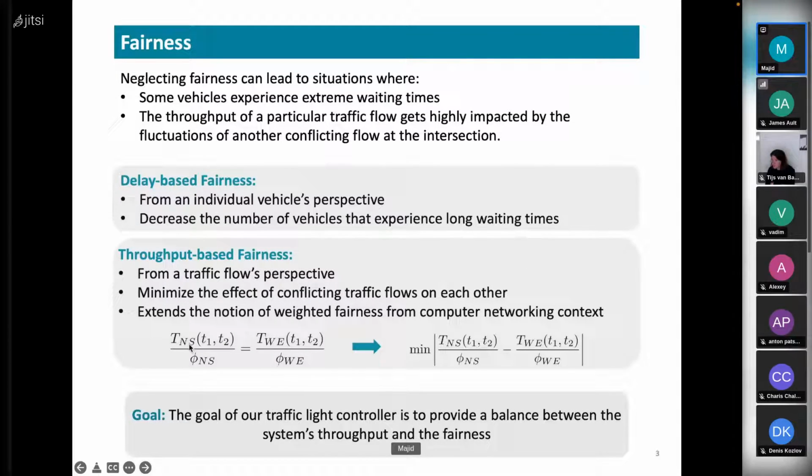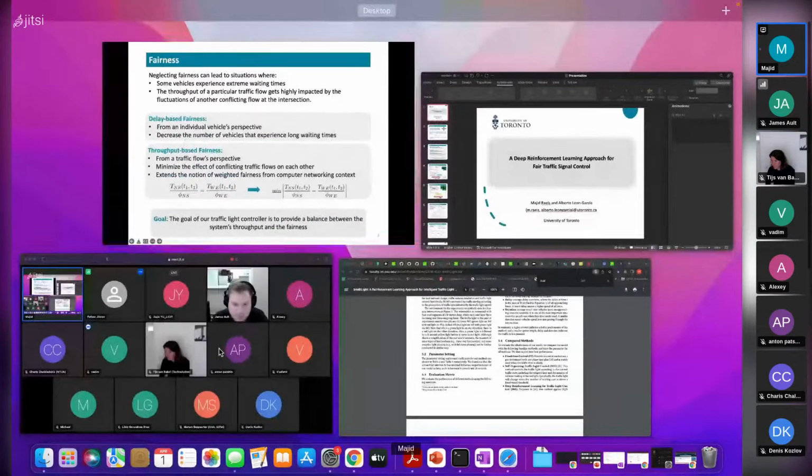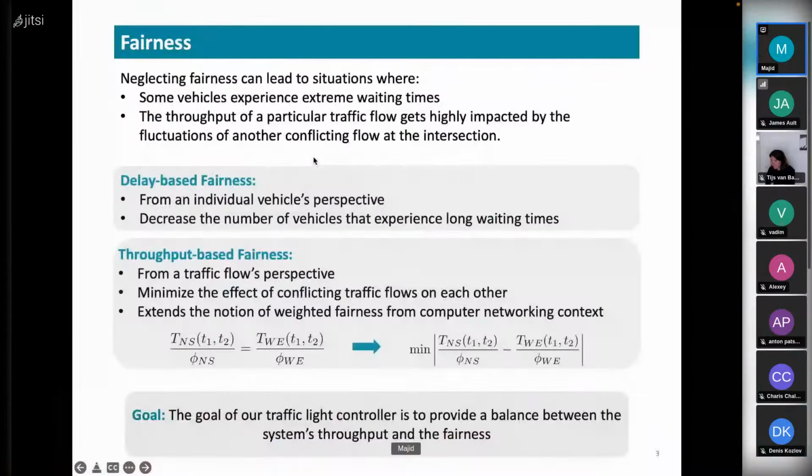And we want the normalized throughput for two different conflicting traffic flows to be equal to each other for a given time interval in which both of these traffic flows have traffic. However, there is a problem: we cannot achieve this ideal goal, and that is that the intersection cannot be used simultaneously to serve both traffic flows at the same time.